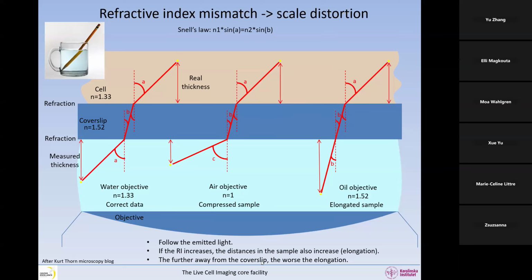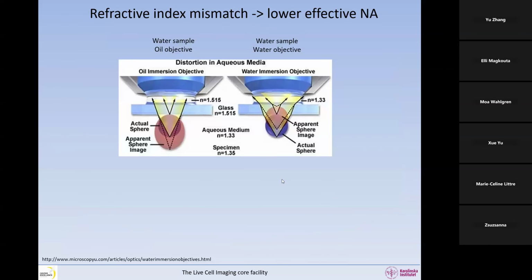And the further away from the cover slip, the worse the elongation. So this is not a linear process at all. So another way of showing this is like this. And a consequence of having this mismatch is that effectively we are lowering the numerical aperture of the objective.